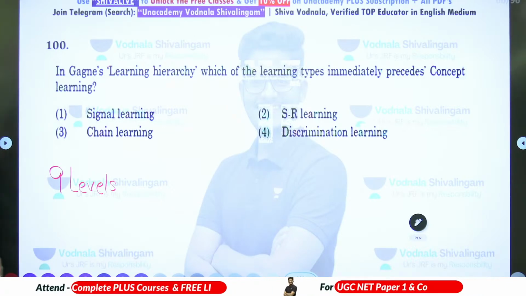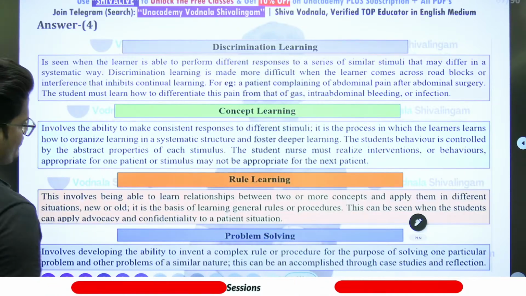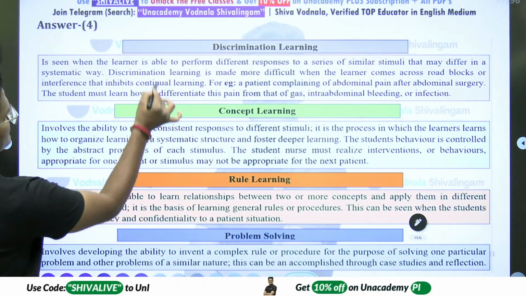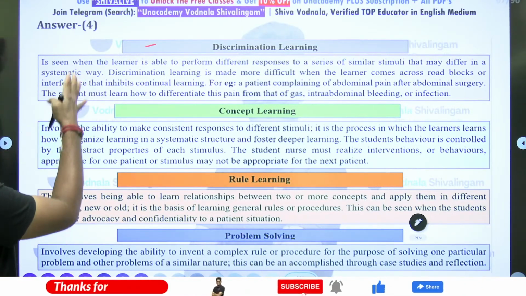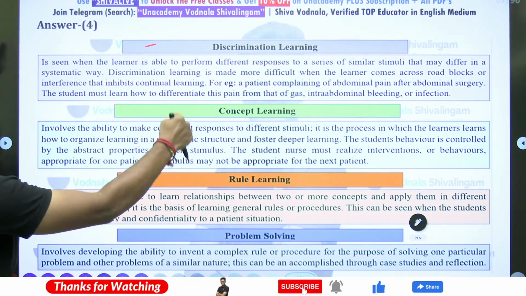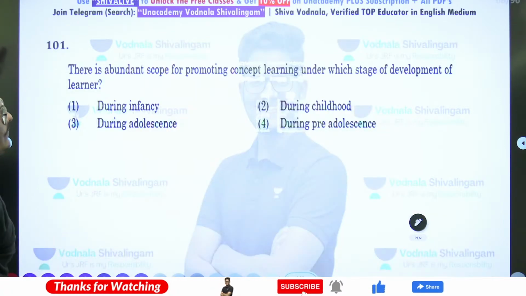Okay, a unique answer is coming. So option 4. Before concept learning, discriminative learning is there. Actually, the other 4 are the last 4: discriminative, concept learning, rule learning, problem solving.